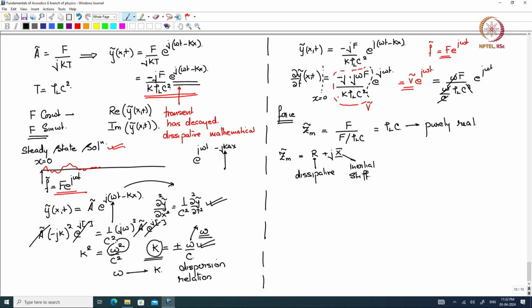Okay. So, there is no imaginary part to the system and there is a dissipative part to the system. Okay. But at the starting we said that the string material has no dissipation. So, why is this impedance purely real?